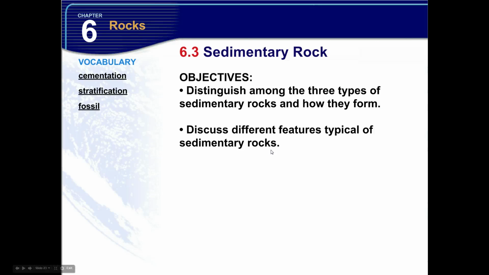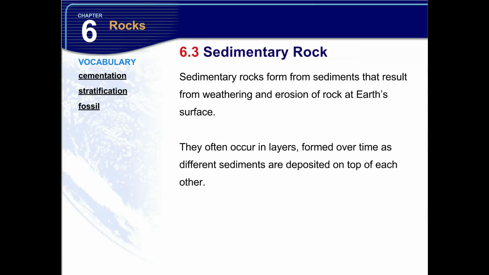Now in 6.3, sedimentary rocks, again identifying, being able to name, giving a sample what a sedimentary rock is. There's your vocabulary terms for each one of these. So sedimentary rocks form from sediments that result from weathering and erosion of rock at Earth's surface. Now they often occur in layers, formed over time as different sediments are deposited on top of each other.